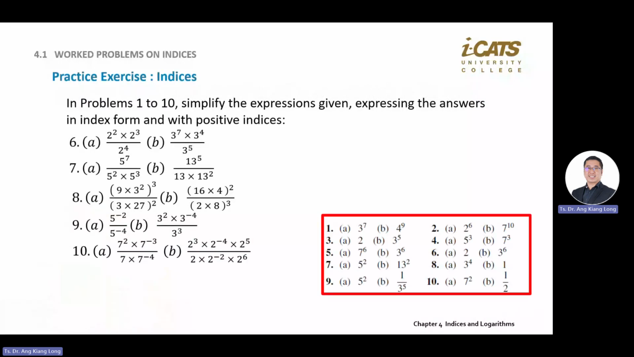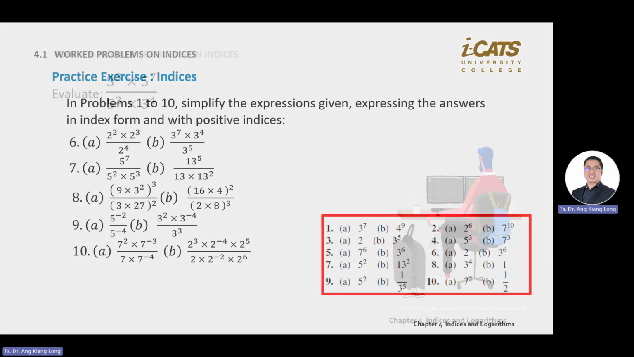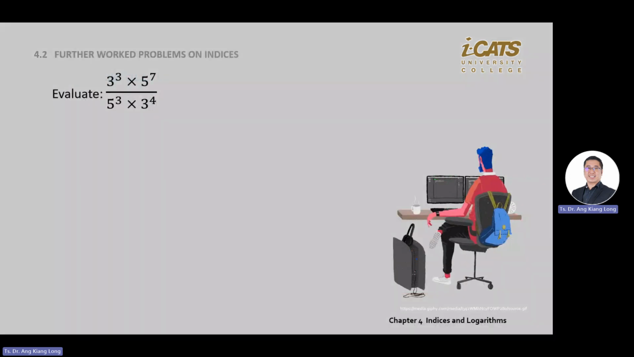And yesterday we have also gone through exercise 1 to 5. 6 to 10, you did it in your homework. Okay, so today, just to further review what you have learned yesterday, can you evaluate this question? 3 power 3 multiplied 5 power 7 divided by 5 power 3 and 3 power 4.